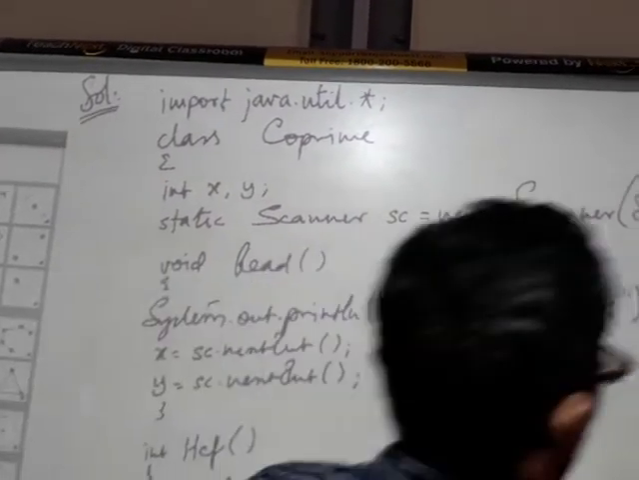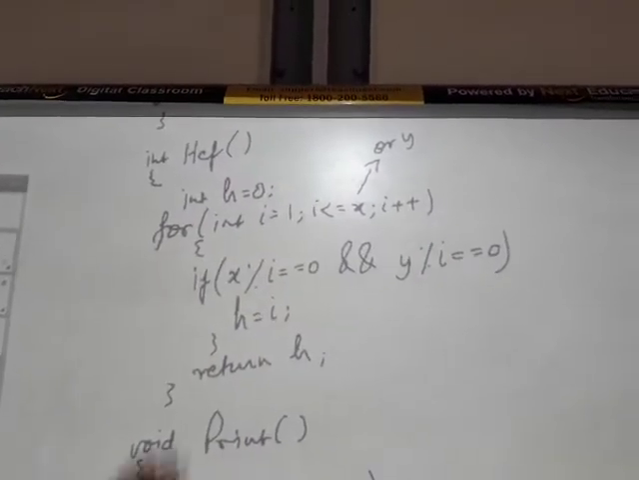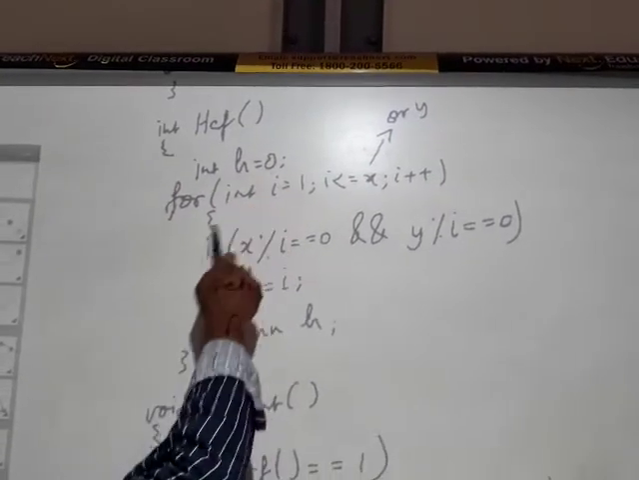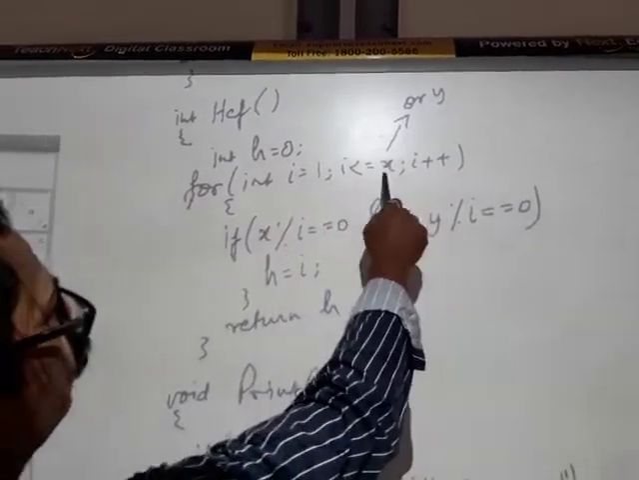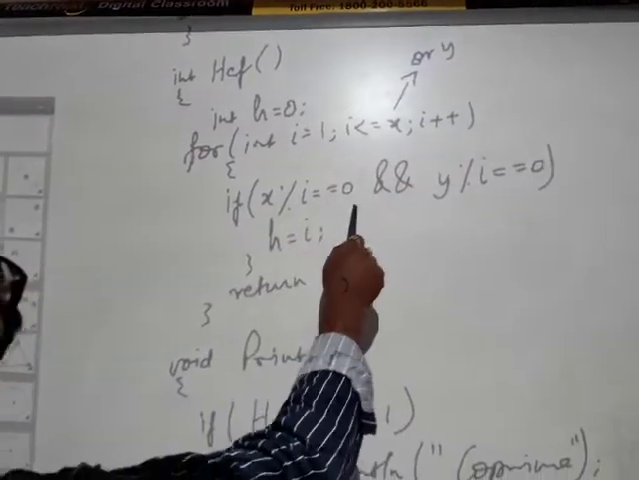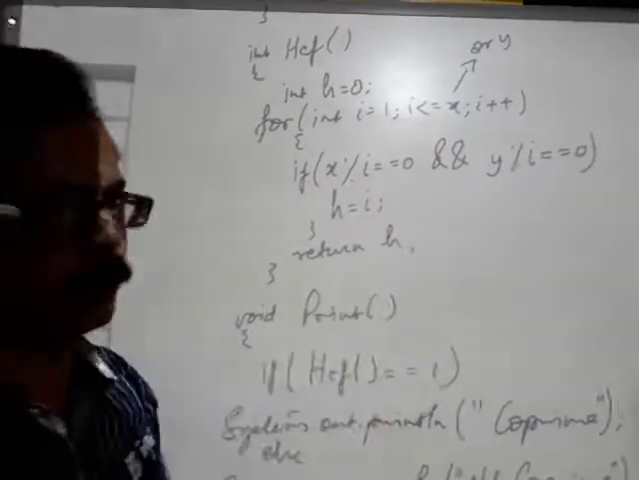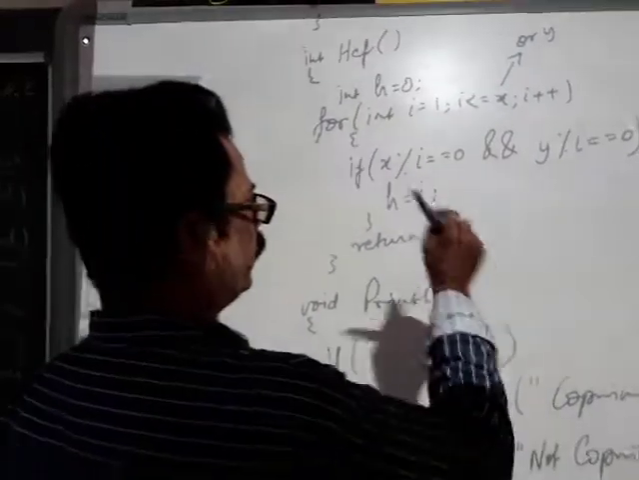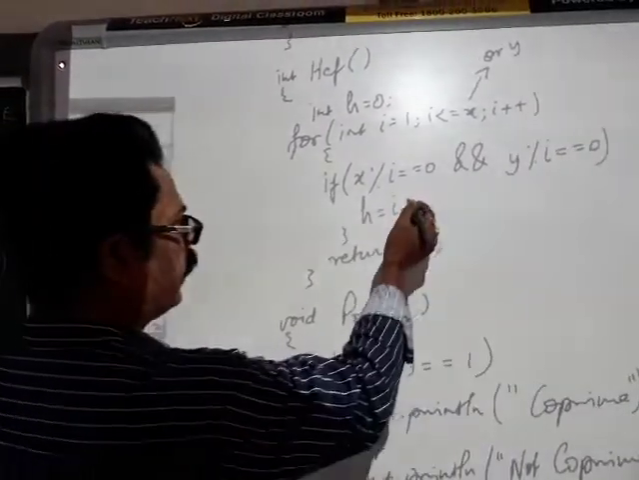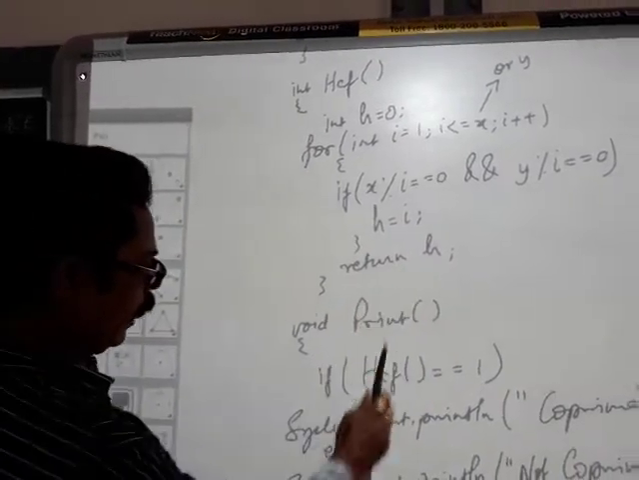Int HCF. So HCF is called. I am using the prime factorization method. Here h is equal to 0. For int i equal to 1 and i less than or equal to x, you can also write y instead of x, i plus plus. If x modulus i equals 0 and y modulus i equals 0, that means i is the common factor of both x and y. If it is a common factor, which divides x and y both together, giving the result as 0 in both cases, then the value of i will get stored into h. So return h, and then what happens?